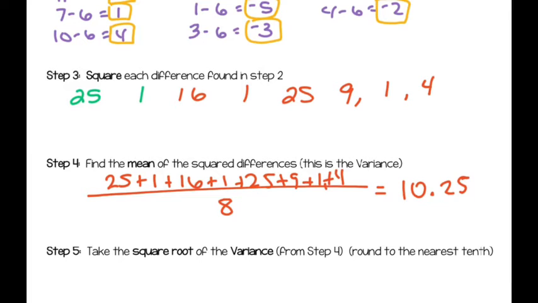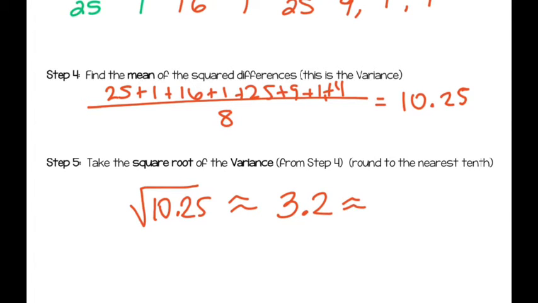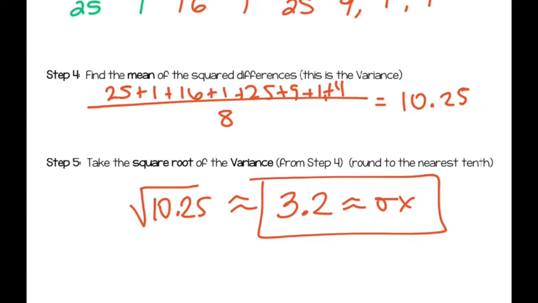The very last step in order to find the standard deviation is we're going to take the square root of 10.25. And we're going to have to round now because we're at the end. So that's going to come out to about 3.2, and that's going to be our standard deviation. What that means is it's telling us how much the data is varying. If you have a bigger standard deviation, that means the numbers are going to vary more. If you have a smaller standard deviation, they're going to vary less.